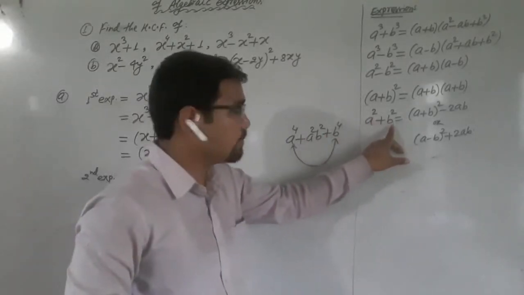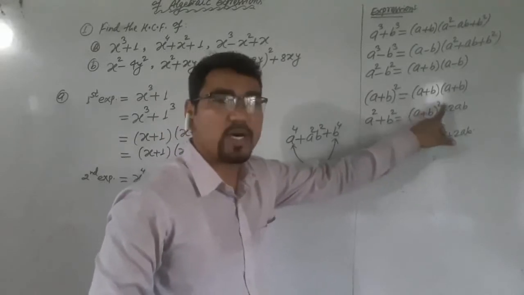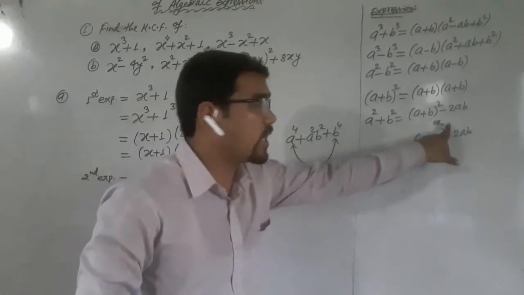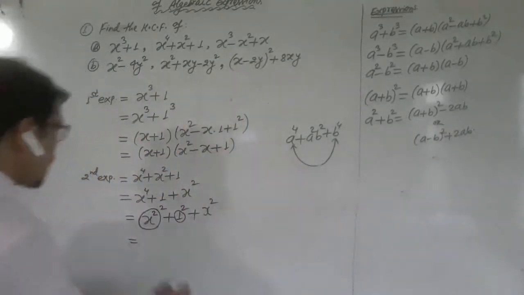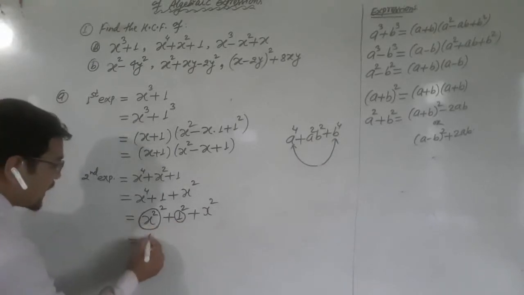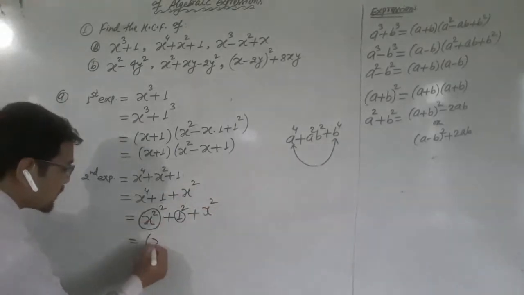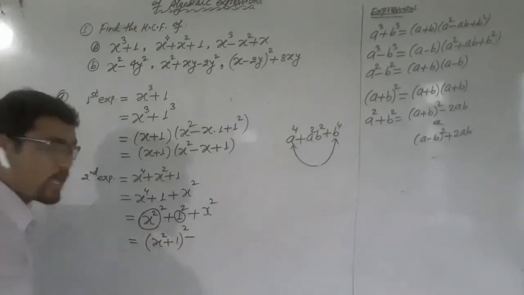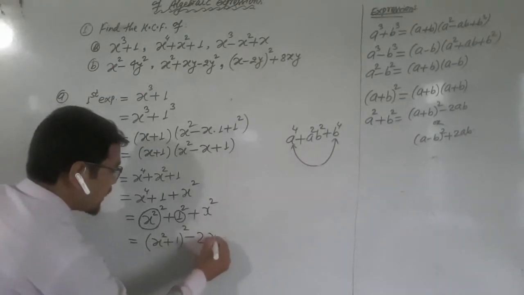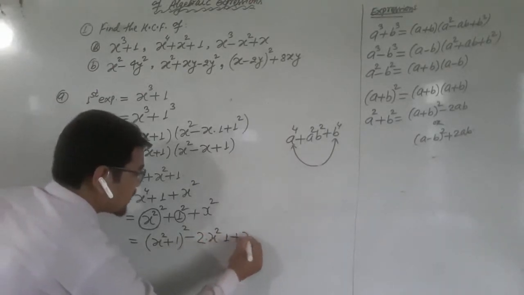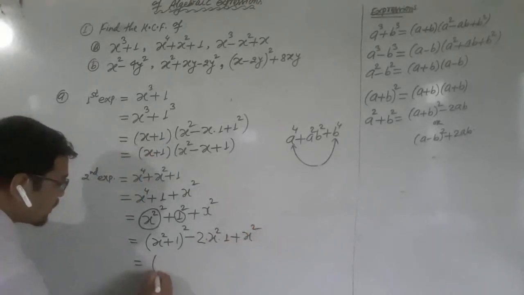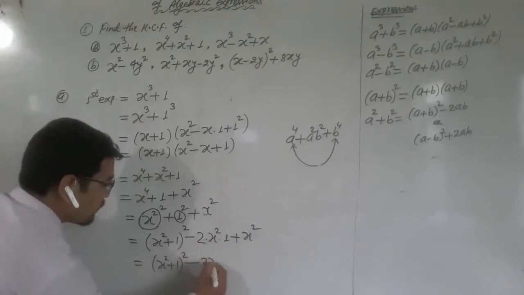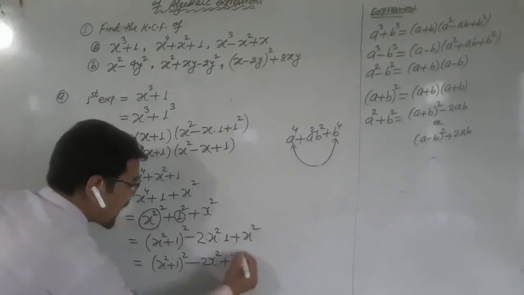You know a square plus b square is equal to a plus b whole square minus 2ab, or according to the requirement of the question, we can also use a minus b whole square plus 2ab. So considering a square plus b square, we can write a plus b whole square. A plus b whole square means x square plus 1, a plus b whole square minus 2ab. 2 from the formula, into a which is x square, into b which is 1, plus x square. Like this we can write x square plus 1 whole square minus 2 into 1 into x square, plus x square.